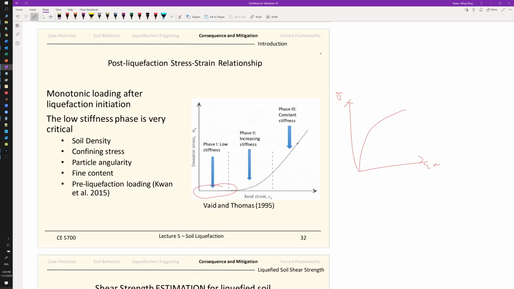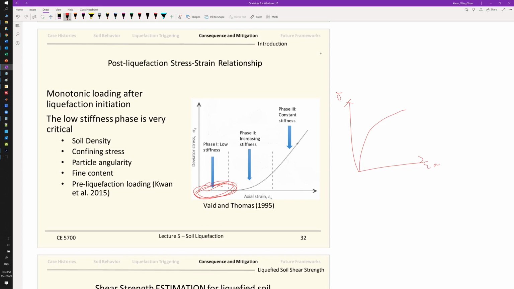But after all the particles are reorganized and the settlement occurs, at some point the sand particles will lock up with each other again, so they will be in contact, and then there will be another phase of increasing stiffness. At the end of the day you keep dilating, because it has been densified enough that the sand particles will just keep dilating as you increase the axial strain. And this part will be important, because it pretty much tells you there's no strength at all, and this phase depends on the soil density, confining stress, and also the angularity of the particles.